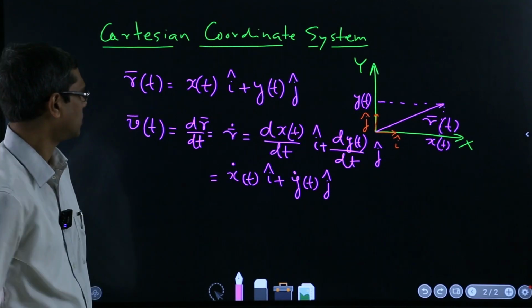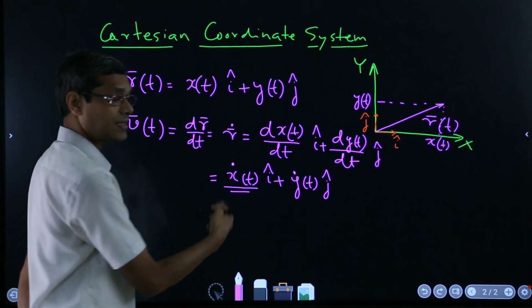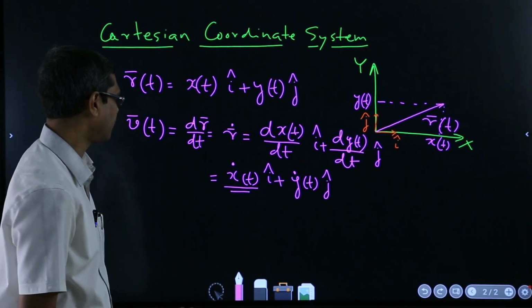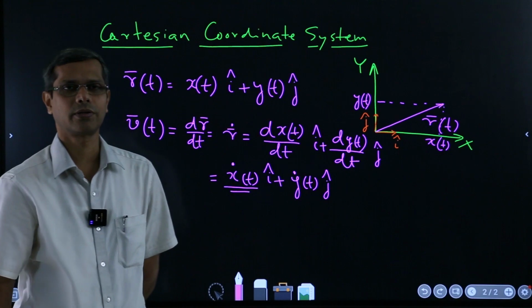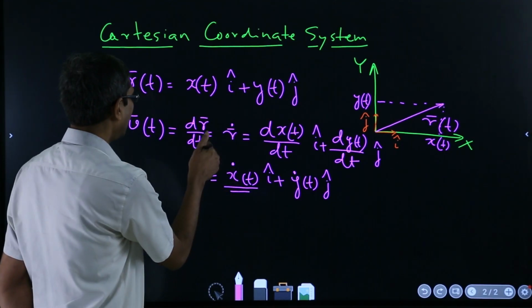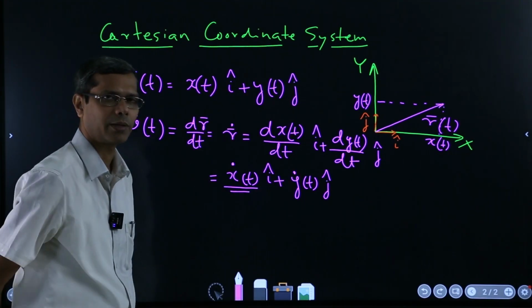Just note that these are differentiations of scalar functions. x is a scalar function, and y also is a scalar function of time, and then it's just their differentiation with respect to time, and this is differentiation of the vector r with respect to time.